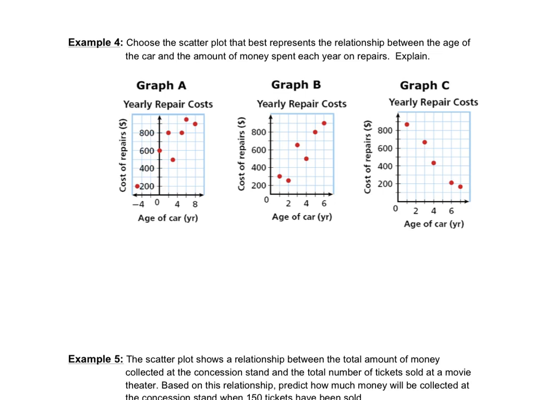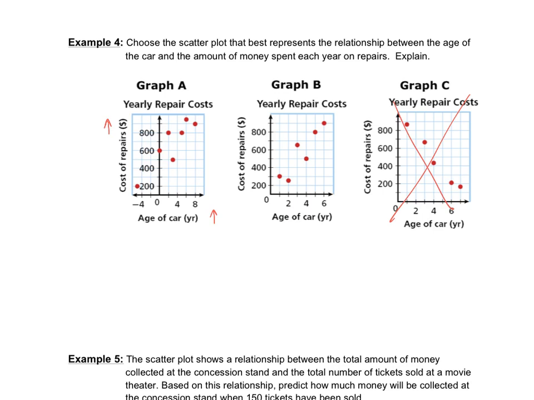Okay, choose a scatter plot that best represents the relationship between the age of the car and the amount of money spent on repairs. I should have finished reading that. As the car gets older, it's probably going to need more repairs. So as the age of the car goes up, the cost of the repairs should go up. So we are looking for a positive correlation. So it's definitely not this last one because that's a negative correlation.